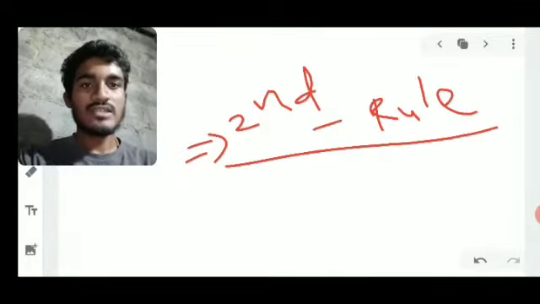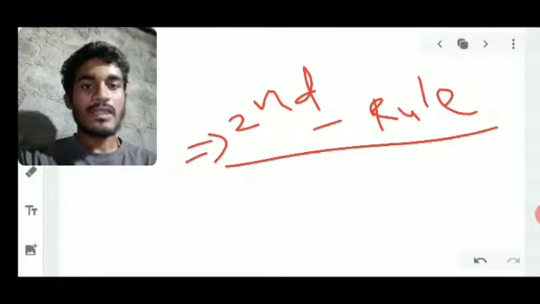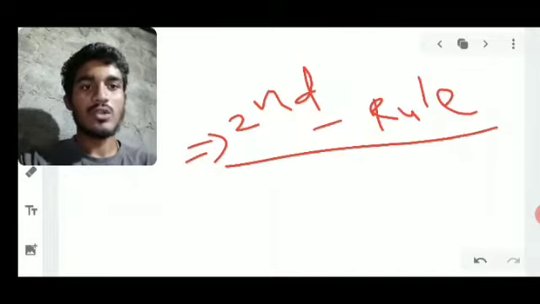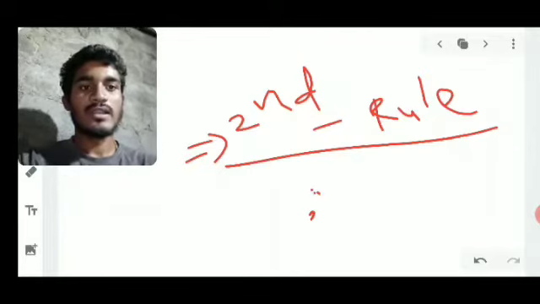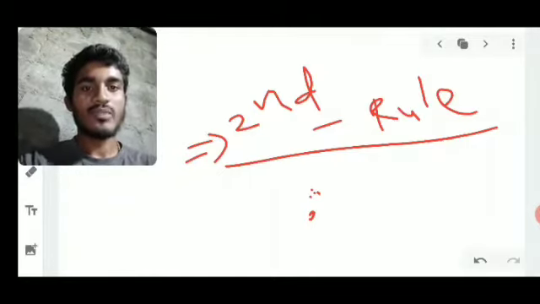The second rule says that after we count the valence electrons, we go to the atoms, between two atoms or two elements, and we put one electron pair, meaning two dots, like dotted structures, on the atoms or elements.